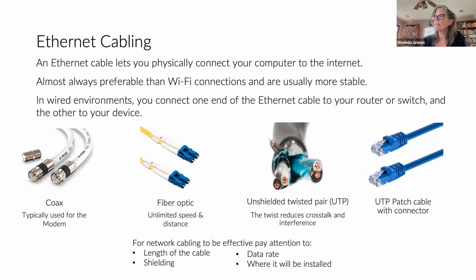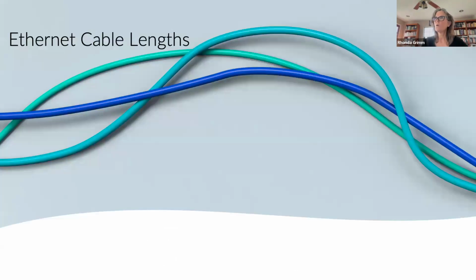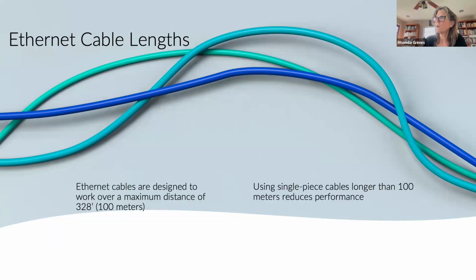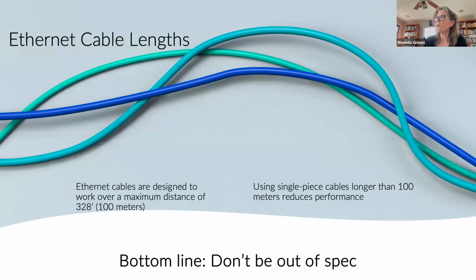The main thing to think about with regard to Ethernet cabling, there are some things to pay attention to. There's the length of the cable, the shielding it has, the data rate, and where it will be installed. The main thing that I always walk away with is Ethernet cables are designed to work on a maximum distance of 100 meters. So you want to stay within those parameters. Anything longer than 100 meters reduces performance. So bottom line on cabling, don't be out of spec.